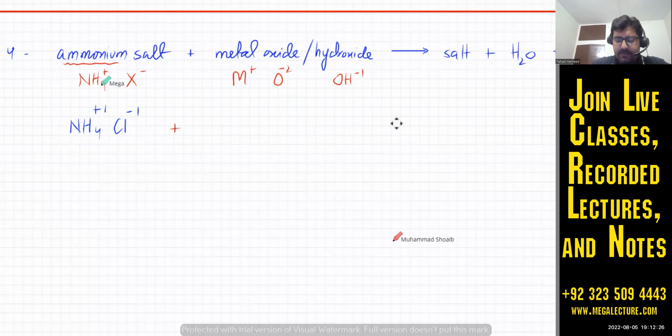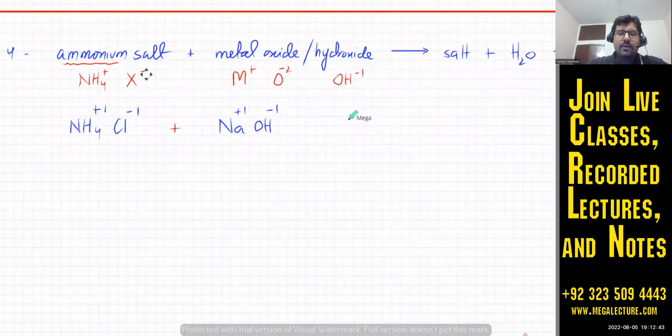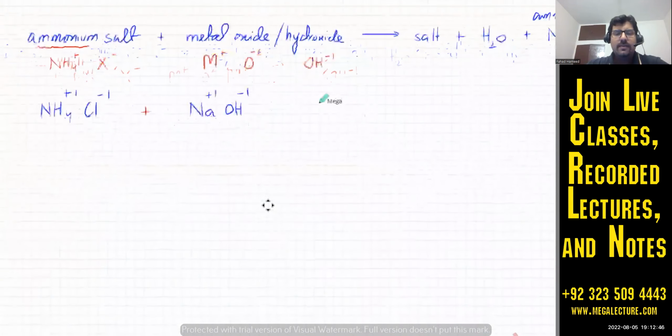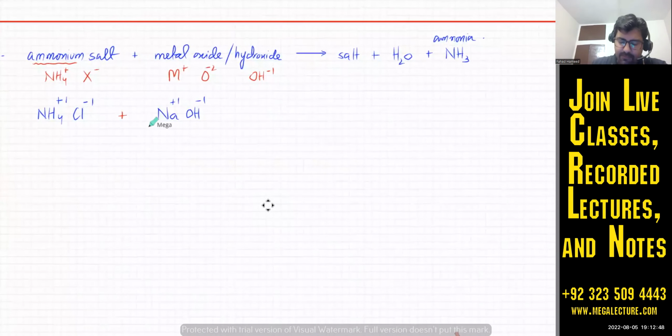I'm going to react it with sodium hydroxide. That's Na and OH, so Na +1 and OH -1. That's a metal hydroxide and that's your ammonium compound. So what did I tell you will be produced? Salt, water, ammonia. Let's produce the water and ammonia first and figure out what's left. That's your salt. The OH changes to water and the ammonium ion changes to ammonia.